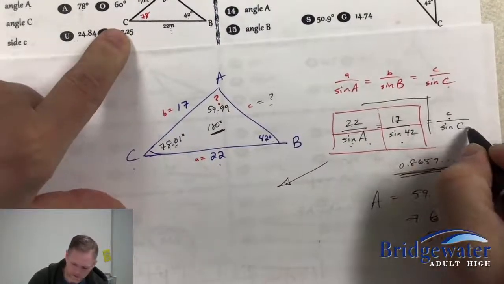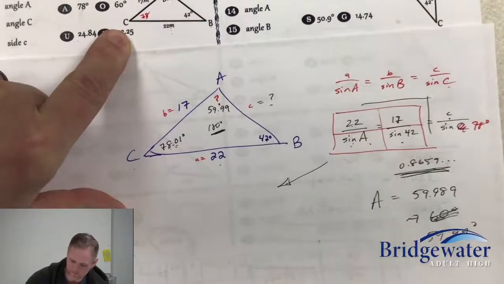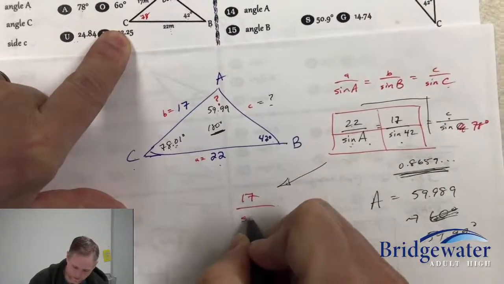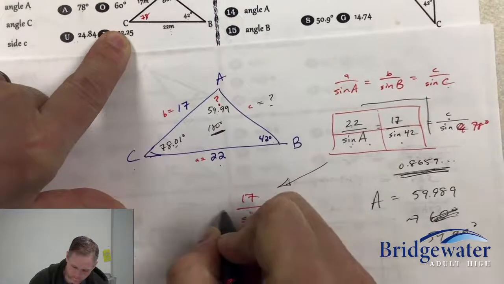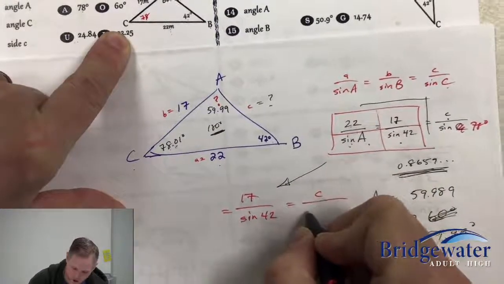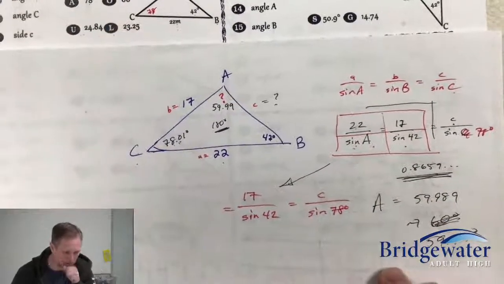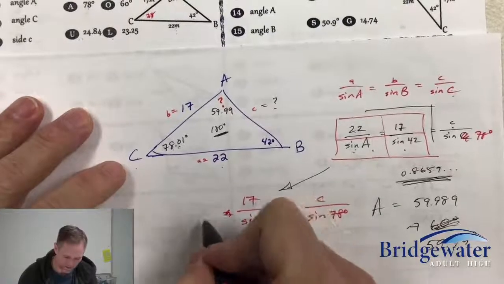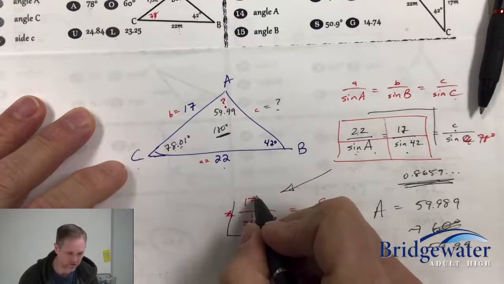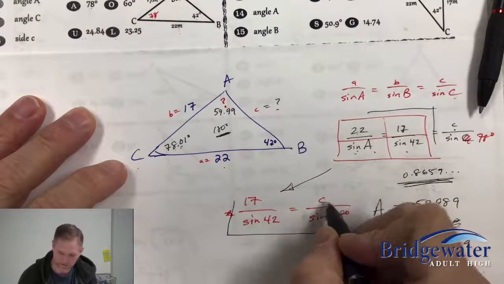The C value down here is 78 degrees. So I'm just going to copy that down here. I'm going to use 17 over sine of 42. That's the middle column. I'm not going to worry about the first column. And it's equal to C over sine of 78 degrees. There's my C right there. So what I'm going to do is go 17 divided by this times by that. And the answer will be my final answer, because this is not an angle.